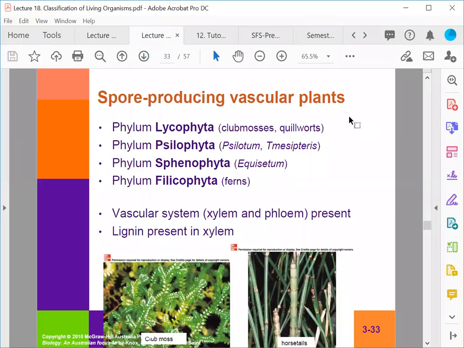All right, the first group of vascular plants, so those plants that in fact developed a true vascular system consisting of the xylem and phloem, but these plants produce spores rather than seeds. And this includes the club mosses and quillworts and so on, and of course everyone's familiar with the ferns.